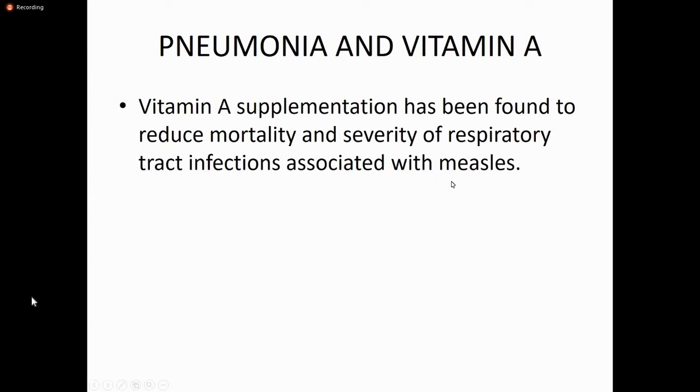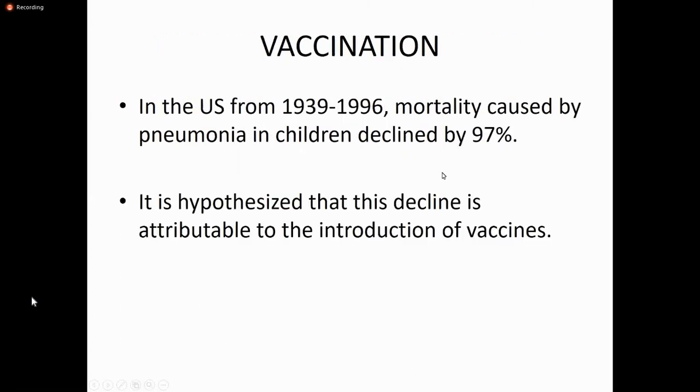There are different doses. Under 6 months, we give 50,000 international units. At 1 year, 1 lakh international units. And after 2 years, the dose of vitamin A is 2 lakh international units, which is given on day 1 and day 2.